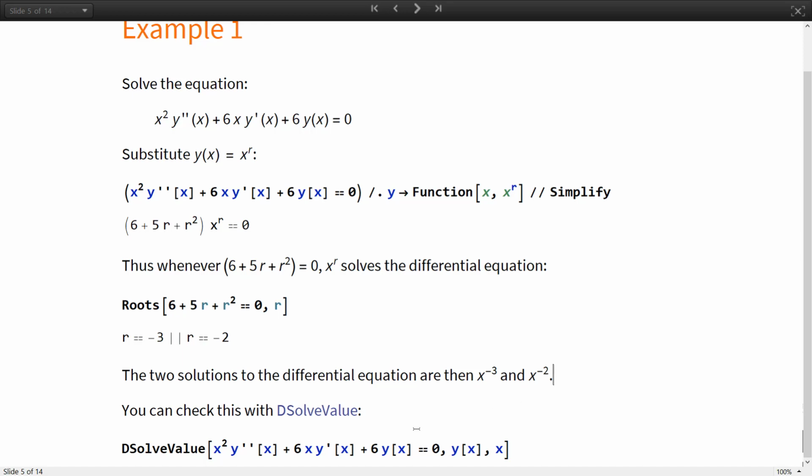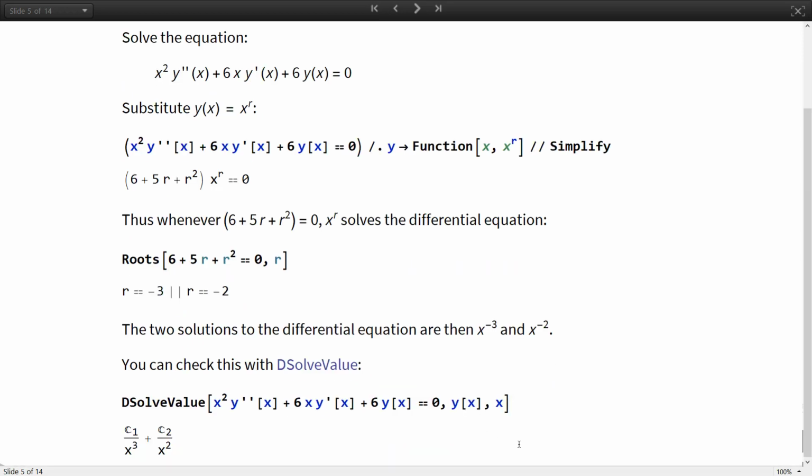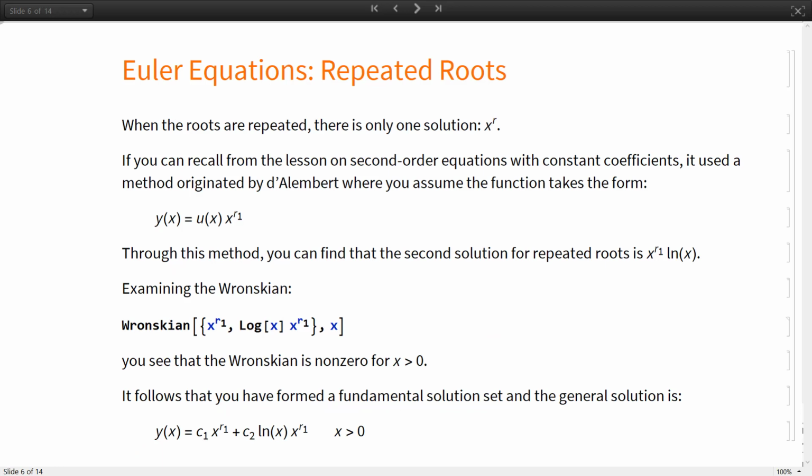This result can be confirmed with DSolve. As expected, the result from DSolve is a linear combination of the x to the minus 3 term and an x to the minus 2 term. When the roots are repeated, there is only one solution for x to the r that can use that root.